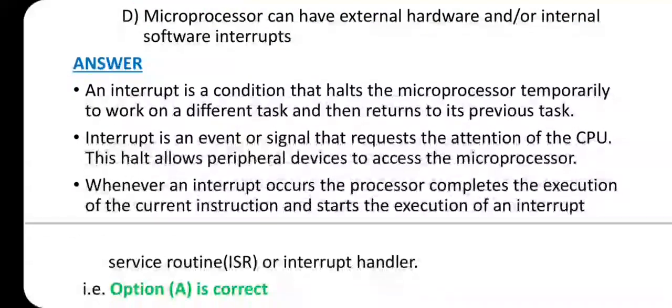An interrupt is a condition that halts the microprocessor temporarily to work on a different task and then returns to its previous task. Interrupt is an event or signal that requests the attention of the CPU. This halt allows peripheral devices to access the microprocessor. Whenever an interrupt occurs, the processor completes the execution of the current instruction and starts the execution of the interrupt service routine or interrupt handler. That is, option A is correct.